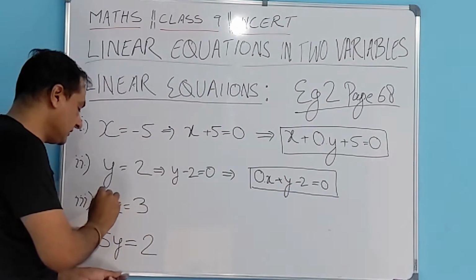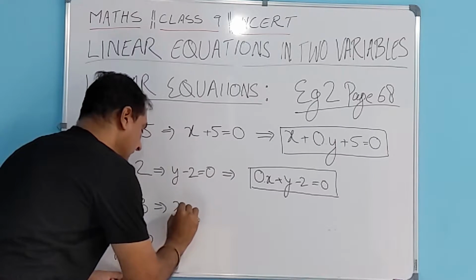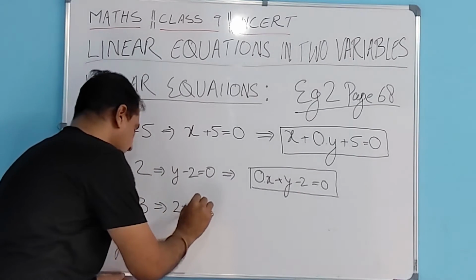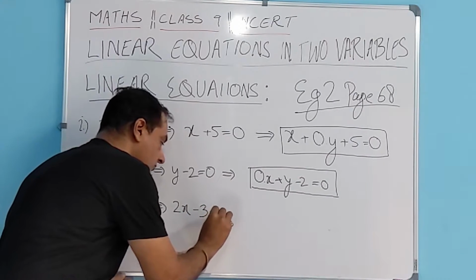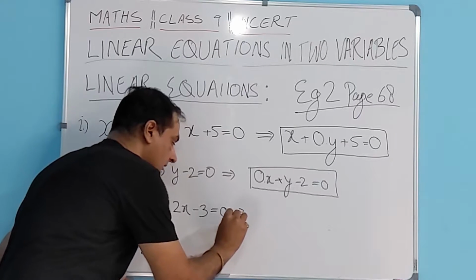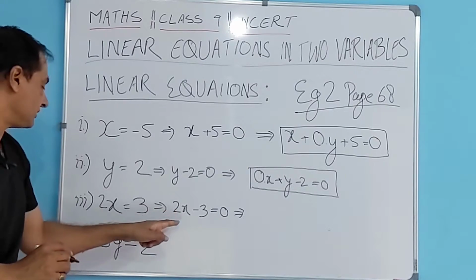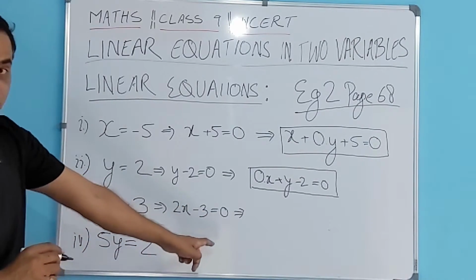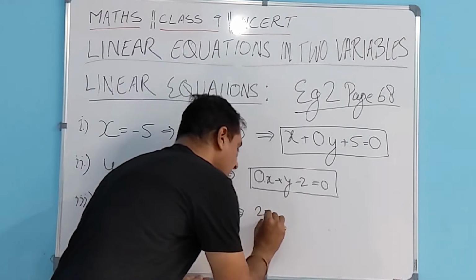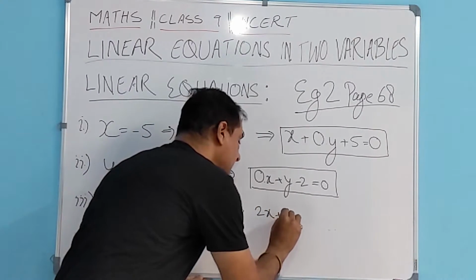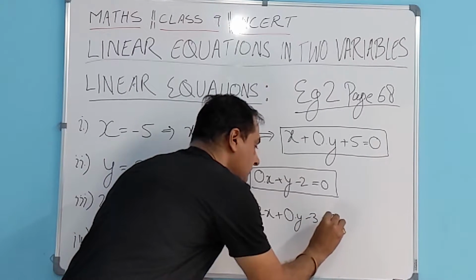If we look at the third one, similar one, 2x, if we bring 3 over here to the other side of the equal to 0. Now we have just brought 3 over to this side of the equation, so it is 2x minus 3 equals 0. Again, we do not have y, but since we have to write it now in that form, it is 2x plus 0y minus 3 equals 0.